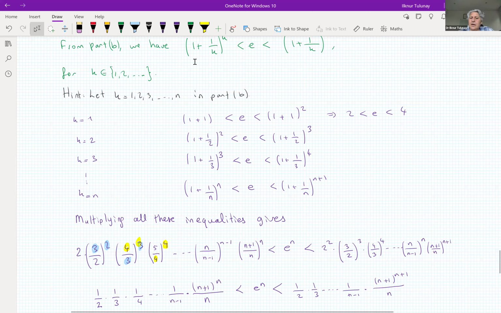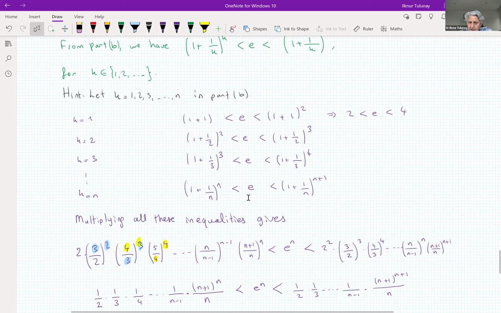Again, I'm multiplying all these inequalities side by side. From the first one, I have 2. Then 2 plus 1 is 3, so 3 over 2 squared. Here I have 4 over 3 cubed. And the next one, I want to see the pattern: 5 over 4 to the fourth. The last term will be n plus 1 over n, to the power n. The previous one will be n over n minus 1, to the power n minus 1. As we see, the denominator is always the power.